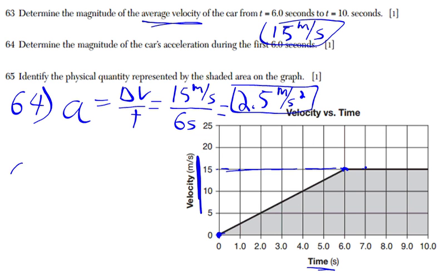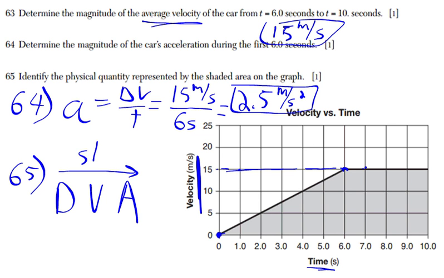And then if we look at number 65, identify the physical quantity represented by the shaded area on the graph. So if you know this one right away, you can definitely stick with it. But if you remember that trick we had from towards the beginning of the year, the DVA trick, remember if you go towards the right, you're doing the slope, and if you go towards the left, you're doing the area.